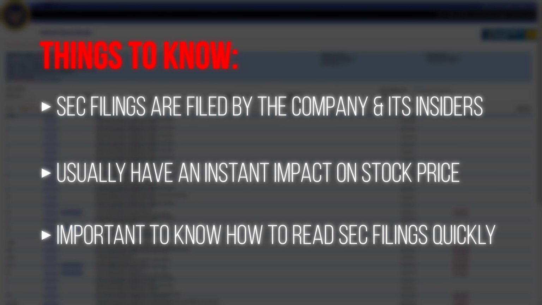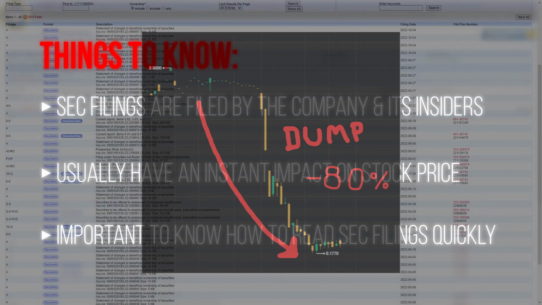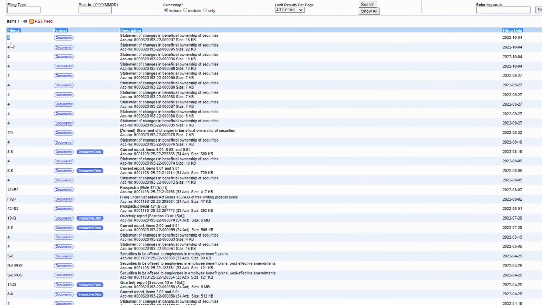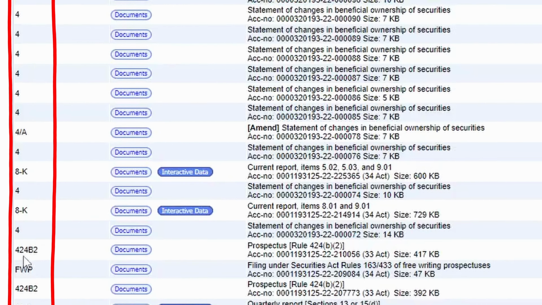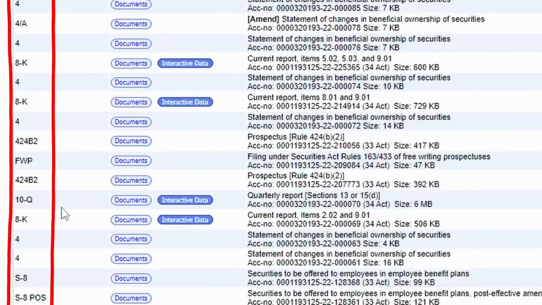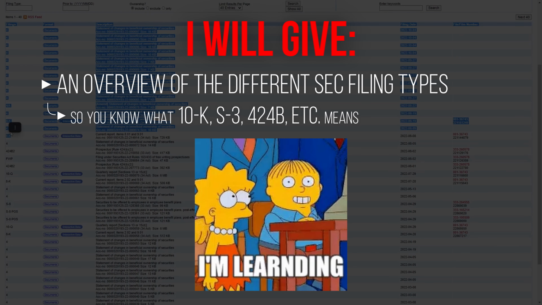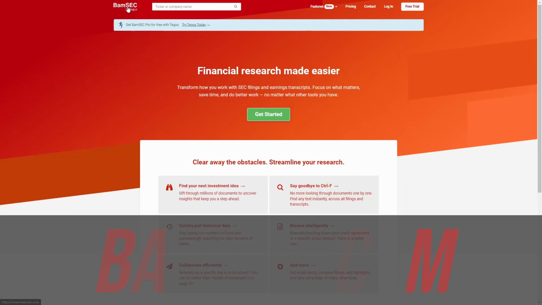So it's important to be able to read these filings quickly if you want to figure out why a stock is popping or why a stock is dropping like crazy. Now, I remember starting off, I felt like there were a lot of filing types to remember. You can see these Form 4s, these 8Ks, 424Bs, 10Qs, all that good stuff. So I'll give an overview of all these different filing types so you know what each of these letters and symbols mean.